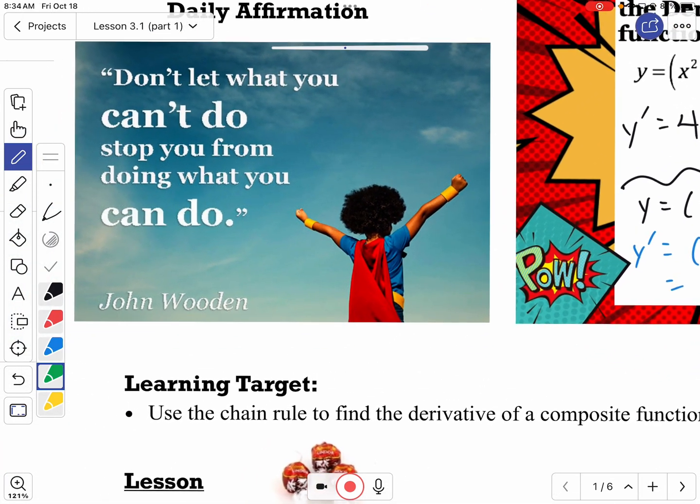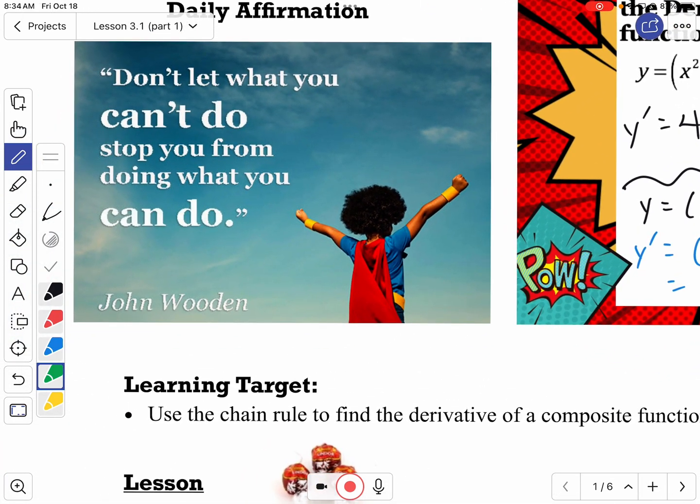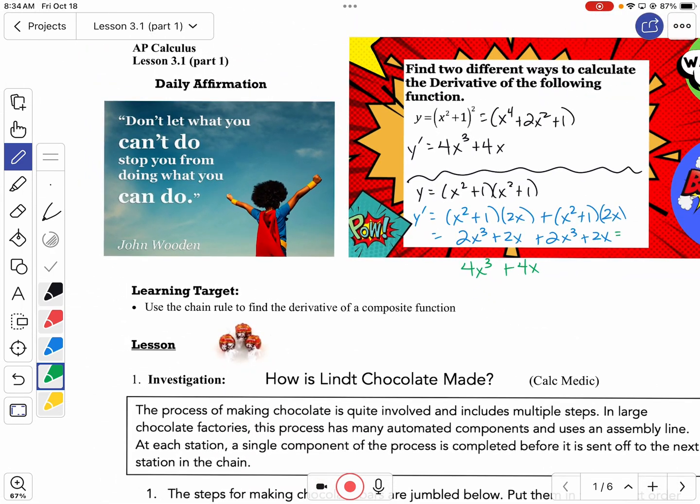Here is your affirmation. Don't let what you can't do stop you from doing what you can do. He was a basketball coach, I believe. John Wooden, isn't that true? You don't know. Okay, it's all good.